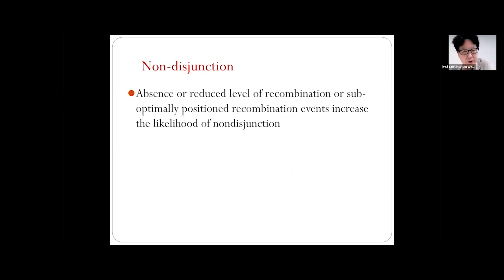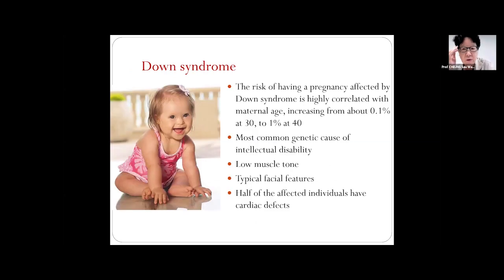So non-disjunction means that absence or reduced level of recombination, or suboptimally positioned recombination events, increase the likelihood of non-disjunction. So this is Down syndrome. The risk of having a pregnancy affected by Down syndrome is highly correlated with maternal age, increasing from 0.1% at 30 to 1% at 40.